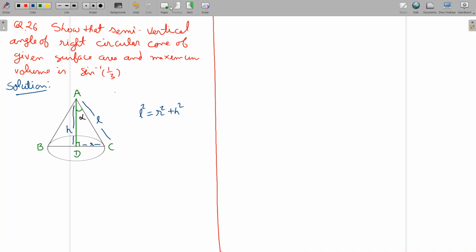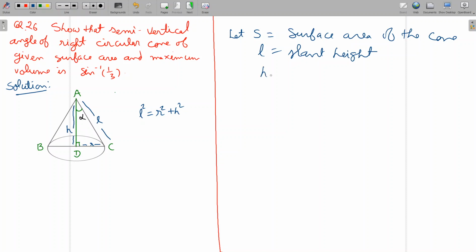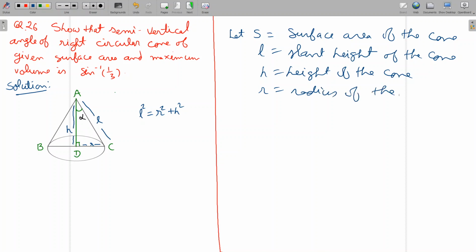So let S equal the surface area of the cone, L equal the slant height, H equal the height of the cone, and R equal the radius of the cone. Now let V equal the volume of the cone.